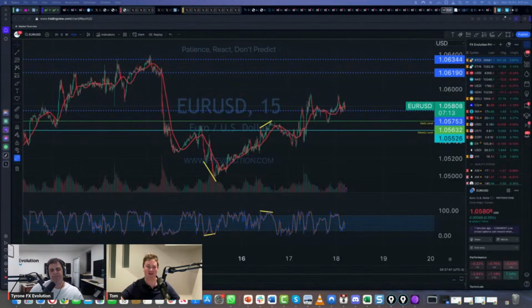So sometimes I would probably say setting it up on a 15 might be good, but of course you can use it on everything except for maybe a tick chart for sure. 15 minute will be getting you scalps too. Don't worry about that.